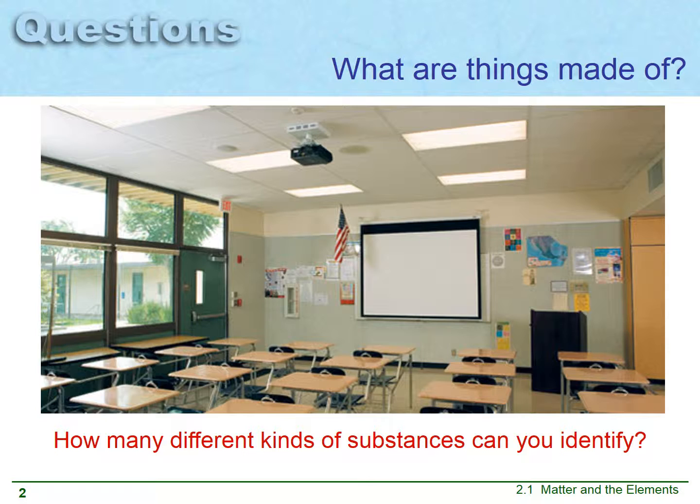Looking around an everyday classroom, there are many different types of materials. You may have tables and chairs made using a combination of wood, metal, and plastic. How many different substances can you identify in this picture?